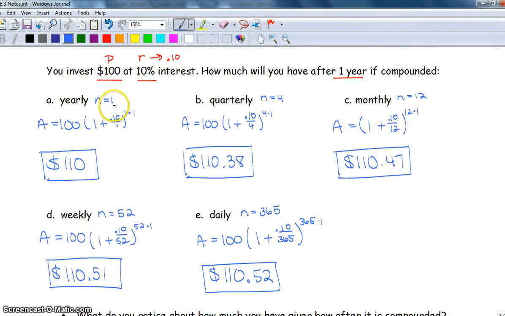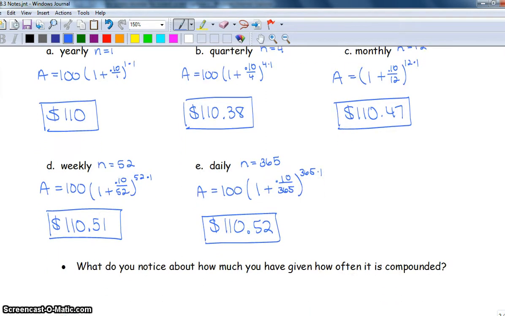Alright, if we are compounding yearly, our N is only 1, and we have earned $110. If we earn interest quarterly, where our N is 4 times a year, we earn $110.38. If we have monthly, then our N is 12 times a year, and at the end of that year we have $110.47. Weekly, we've got 52 for our N, $110.51, and if it's daily, 365, $110.52.